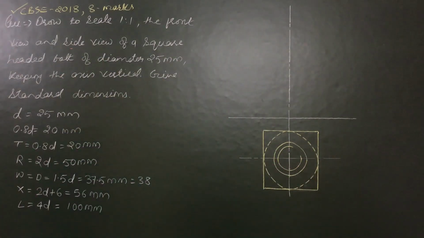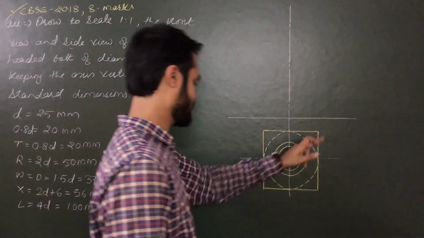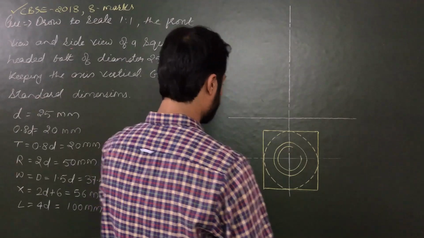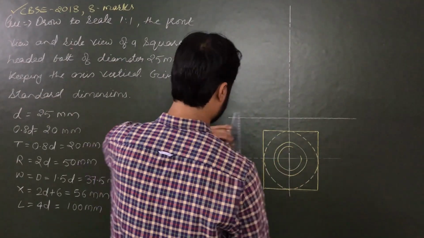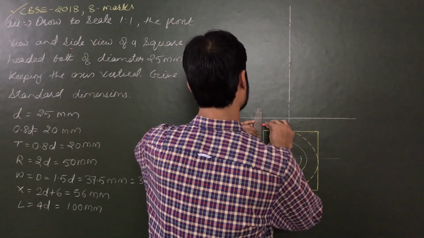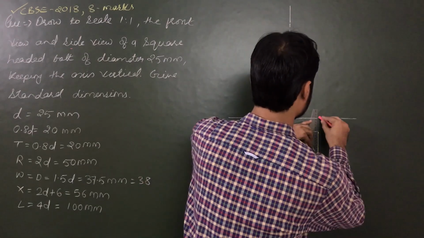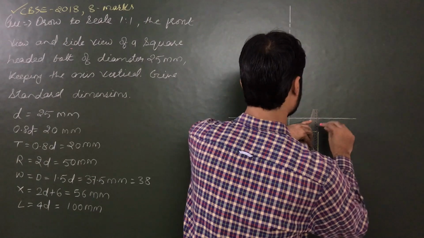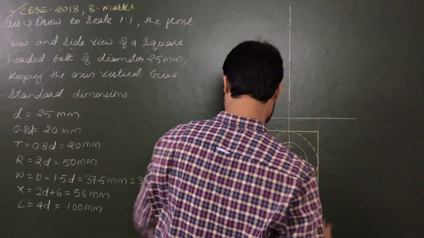Right. So this is the top view of the square-headed bolt, which is resting on its square head on the horizontal plane with its axis vertical. Now from these 2 ends, project its limits for the front view. So these are the limits which we have to take for its front view.